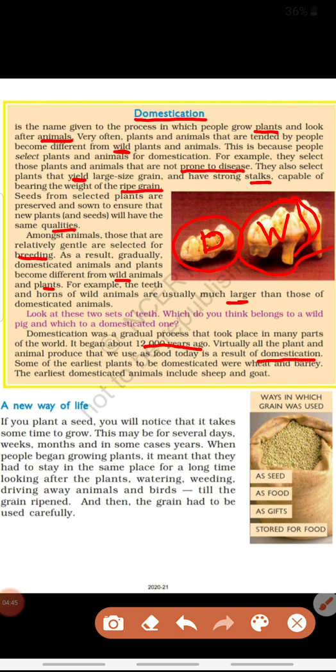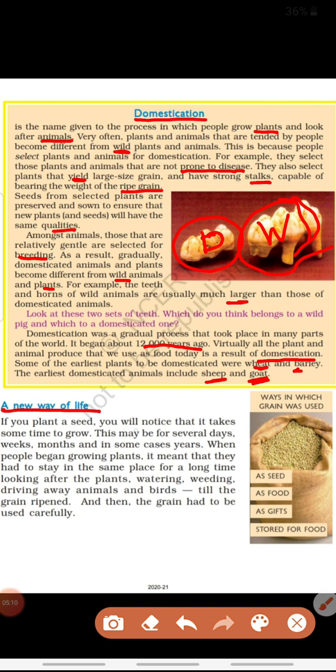Some of the earliest plants to be domesticated were wheat and barley. So, wheat and barley were the first crops which were grown. The earliest domesticated animals include sheep and goat. So the first animals which were domesticated were sheep and goat. Then we come to the next topic, that is, a new way of life.